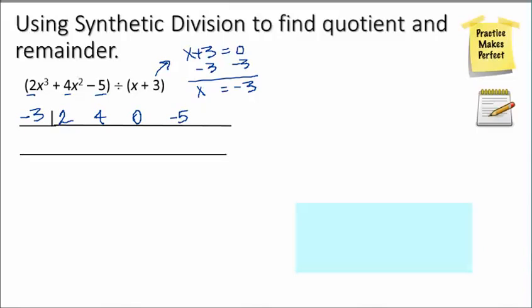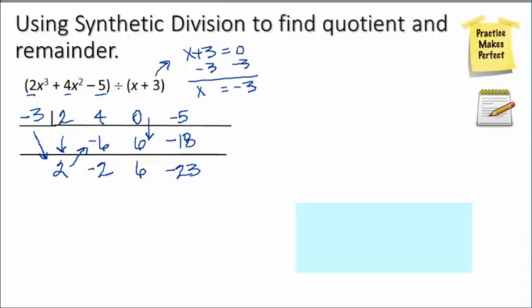Now remember how we did this in class in the general session? I just went ahead and I brought this 2 down. I didn't do anything with it. But now this is where the fun starts. I'm going to take negative 3 and multiply it by 2 to get a negative 6. And I put it right there. So now I'm going to add down. I'm going to say 4 minus 6 gives me a negative 2. Then I'm going to say negative 3 multiplied by negative 2 gives me a positive 6. I'm going to add these guys down, so I get a 6. And then I'm going to say negative 3 multiplied by 6 is going to give me a negative 18. Negative 5 minus 18 gives me a negative 23.